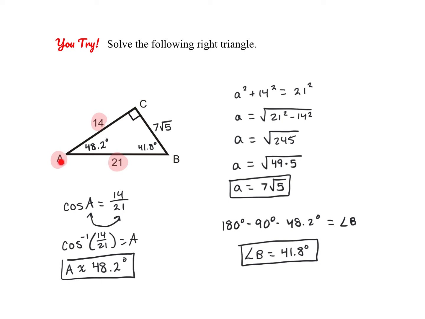So if I'm trying to find angle A, and I have the adjacent and the hypotenuse, I could say cosine of A is 14 over 21, flip the input and output, and we could say arc cosine of 14 over 21 equals A. So A is about 48.2 degrees. And last, we know that the three angles in a triangle should add up to 180. So we do 180 minus the two angles we know, and that gives us angle B, which is 41.8.